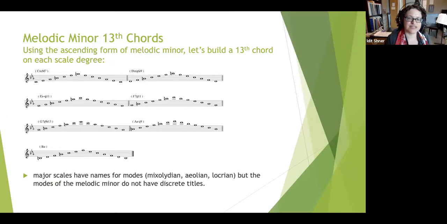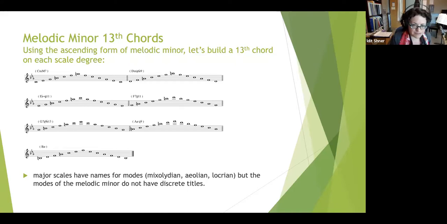Melodic minor 13th chords. Using the ascending form of melodic minor, let's build a 13th chord on each scale degree. So right now, our bank of notes, if you will, is just C melodic minor: C, D, E flat, F, G, A natural, B natural, C. I'm taking this bank of notes and constructing a 13th chord. I'm stacking thirds on each of our scale degrees, and I'm going to end up with a whole bunch of really interesting 13th chords.